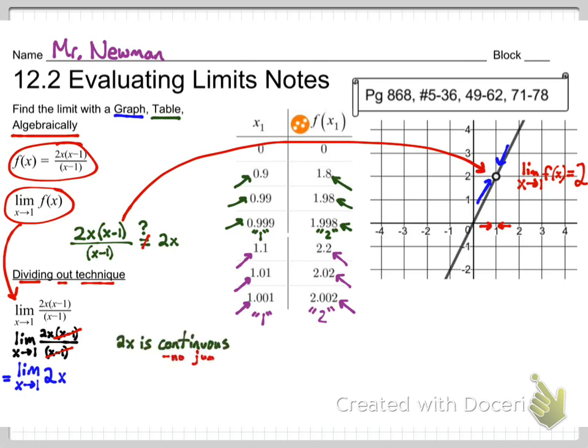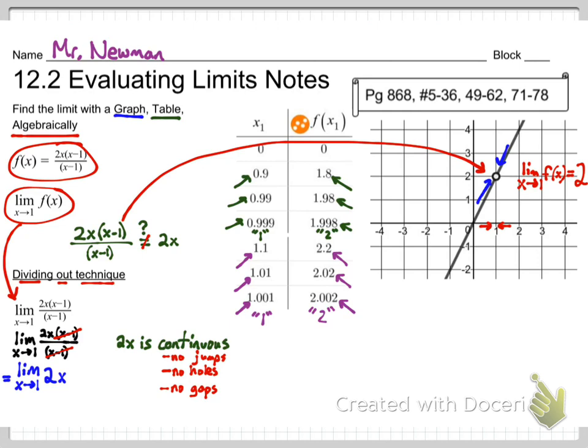What does that mean? That means it has no jumps, no holes, and no gaps. We're not dealing with the same function anymore. We're dealing with 2x. The only reason we can do this is because we're talking about the limit, and the limit of these two functions is actually equal. So now that we've divided that out, and the 2x is continuous, we can simply plug in 1.